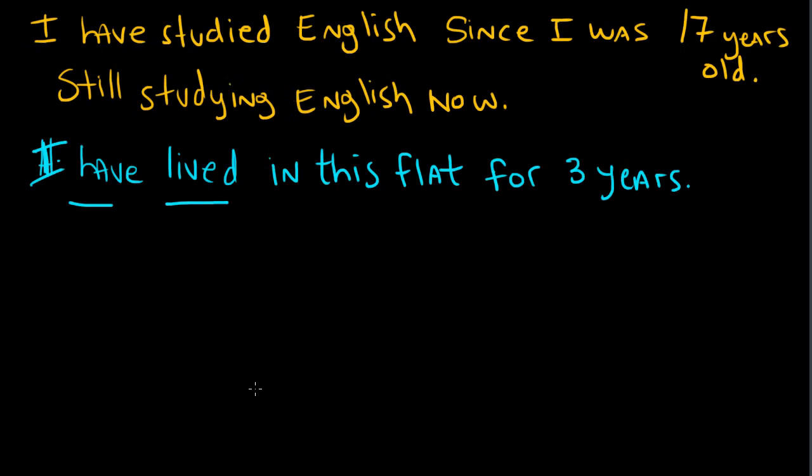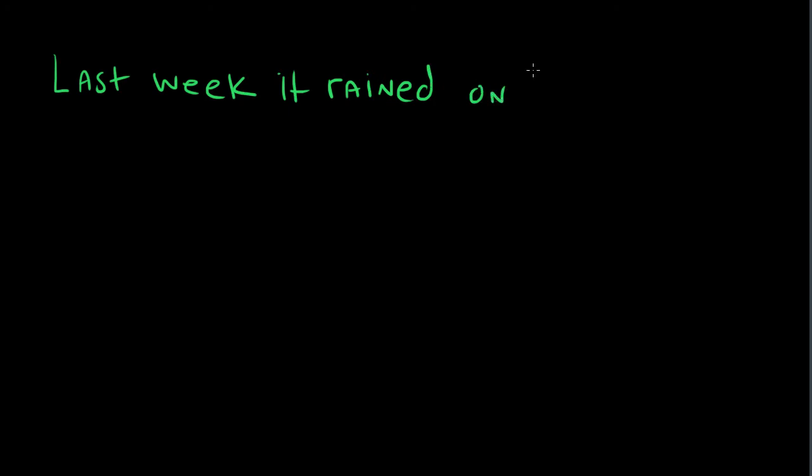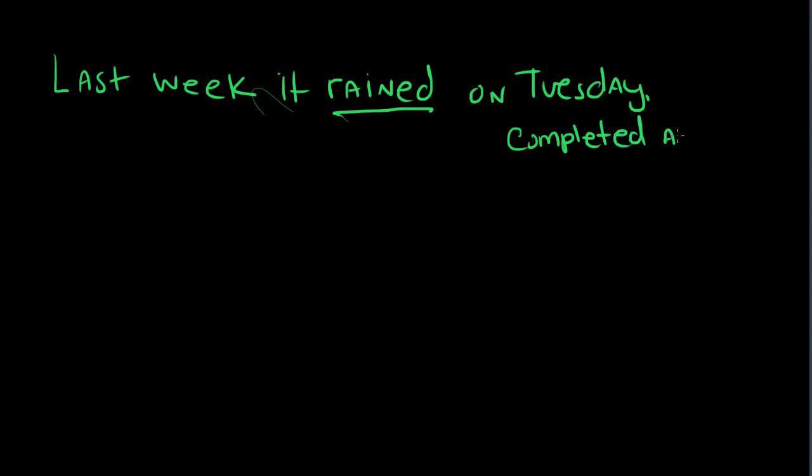Let's look at an example of the past simple. Last week, it rained on Tuesday. In this example, we use the past tense of rain to show that it was a completed past action in the past simple.